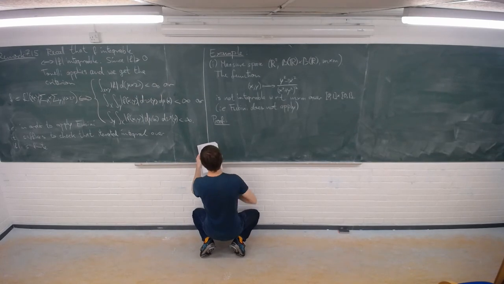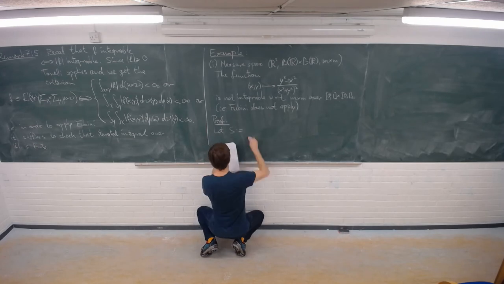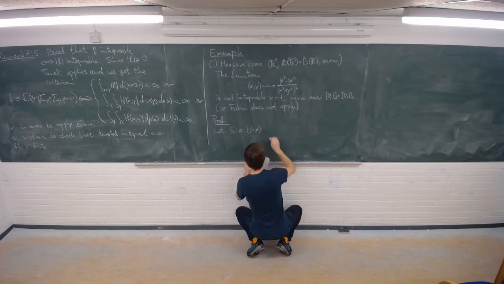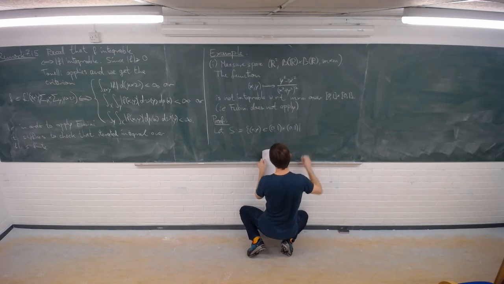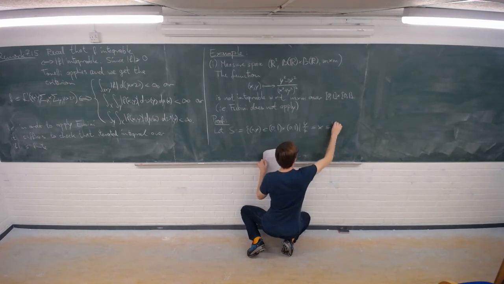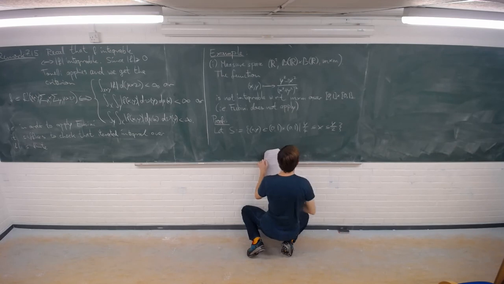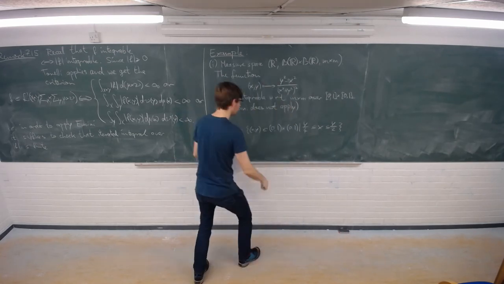And there's one trick. And the trick is to consider just a suitable subset of this square. The subset is this one. Let S be (x, y) in [0,1] times [0,1], such that y over 4 is less than x is less than y over 2. So this set S looks like this.